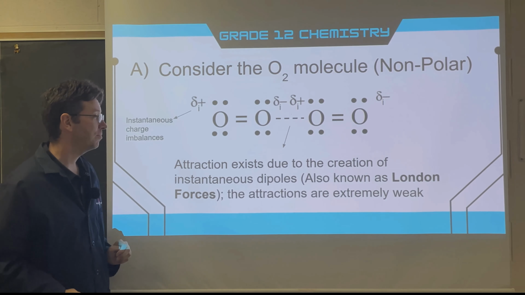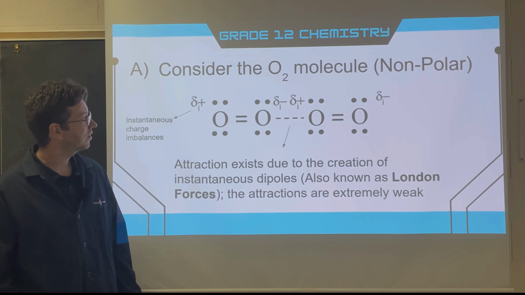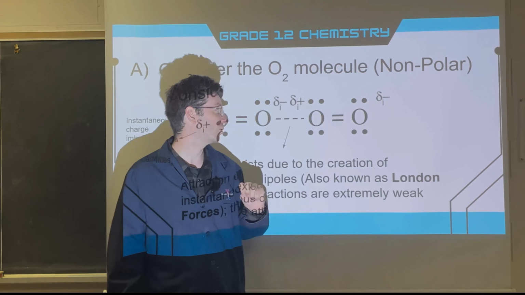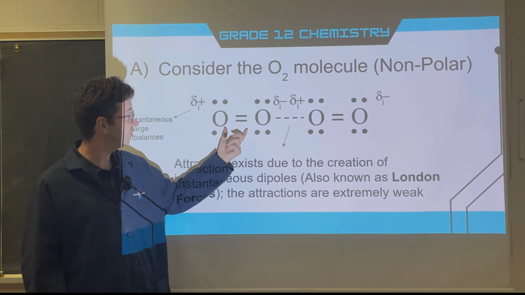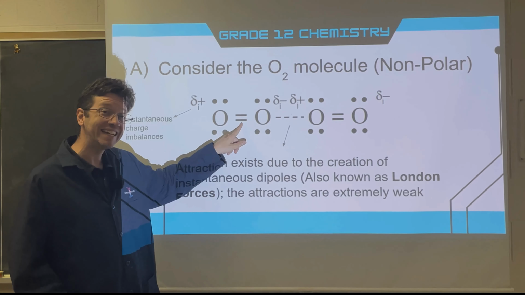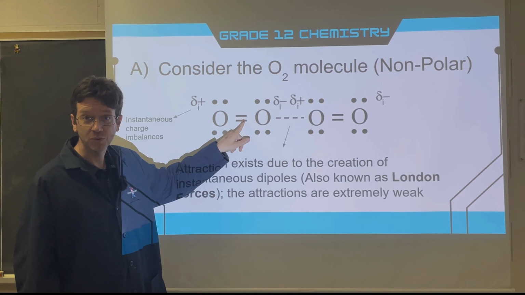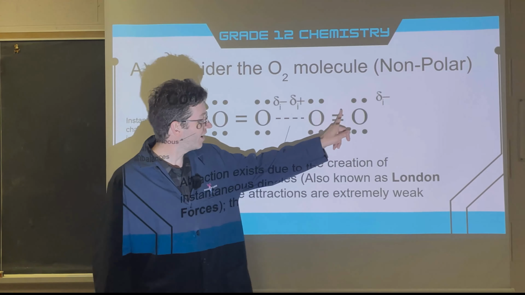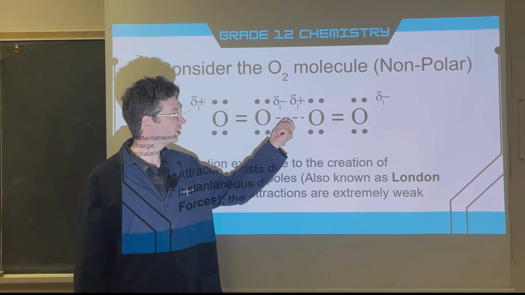Now, our first type is called London dispersion forces. These will occur inside of nonpolar molecules. So for example, here I have an oxygen molecule, so O2. We have a double bond, that's an intramolecular force. They're your covalent bonds within your O2 molecule. But here I have another O2 molecule. So what is causing these two molecules to attract?